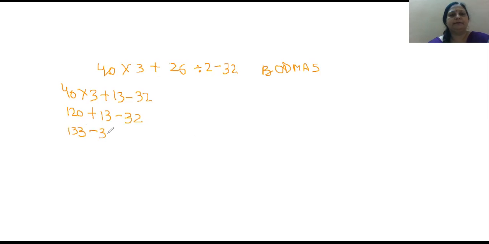Now the last thing I have to do is subtract. The last step in the BODMAS is S, meaning subtraction. So I'll do the subtraction there. 133 minus 32 is 101. So this will be the answer of my simplification.